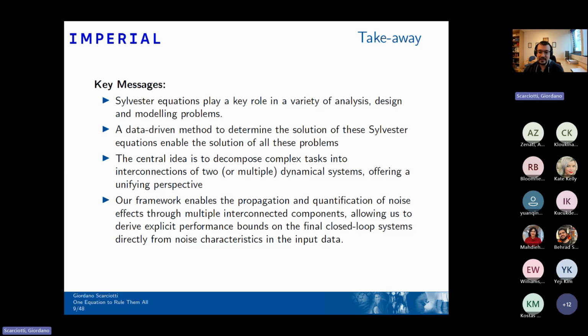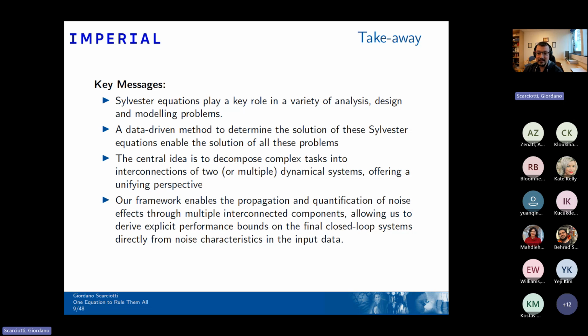And then, using the data-driven version of the solution of the Sylvester equation, we can solve all these problems: tracking, regulation, observation, model reduction, stabilization, and so on, from data, just plugging in some other missing elements or some variations. And one interesting aspect is that because the framework that I'm presenting is a decomposition framework, we can easily propagate the error through the decomposition. And so we can, for instance, quantify the error at the end of the design.